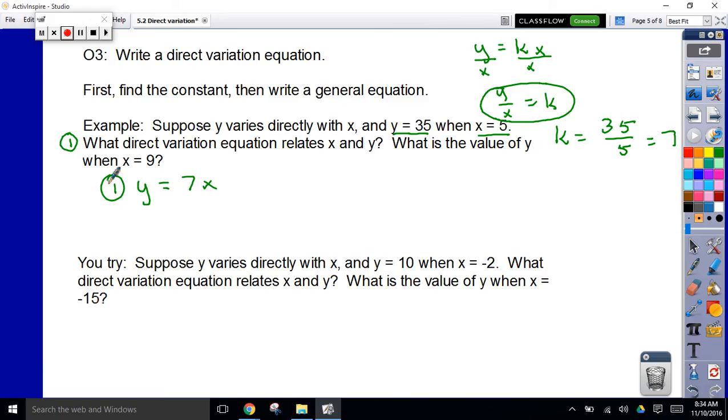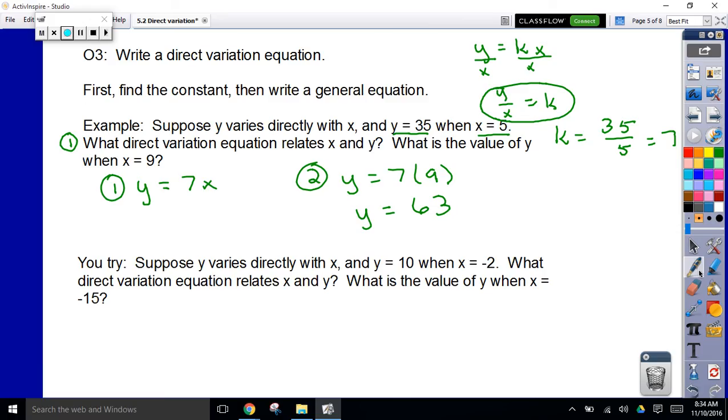Okay. Second thing, what is the value of y when x equals 9? How would we find that? Rosa? Multiply 7 by 5. Good. We have to multiply 7 times 9. We have to put the 9 in for x. So for number 2, we just say y equals 7 times 9, which equals 63. So we know that y equals 63 when x equals 9.